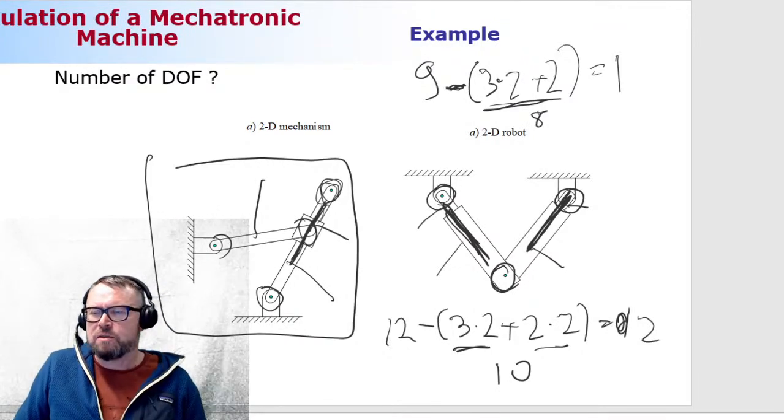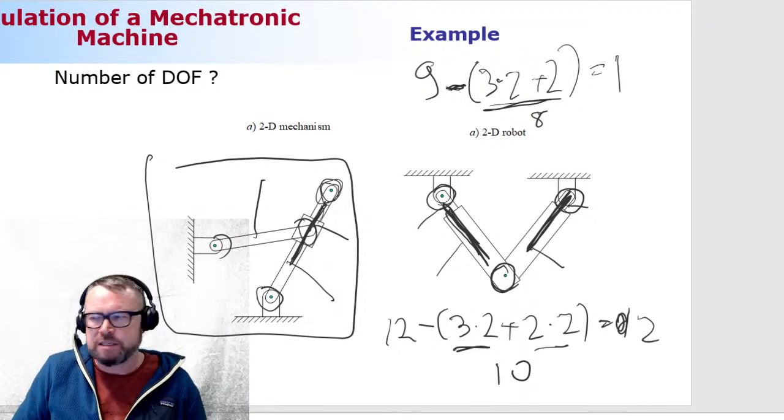So is this clear? Do you know how to compute the number of degrees of freedom? I suppose that is clear.